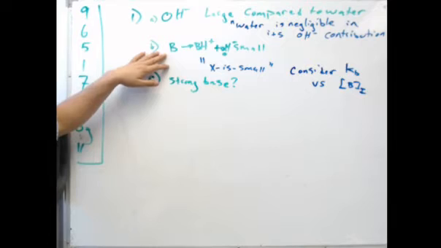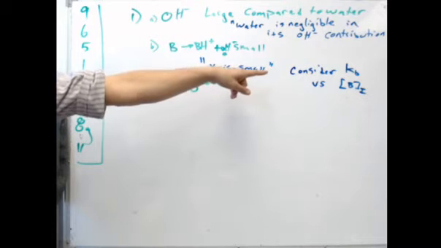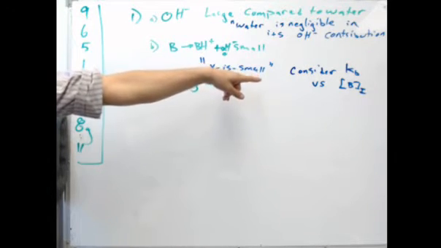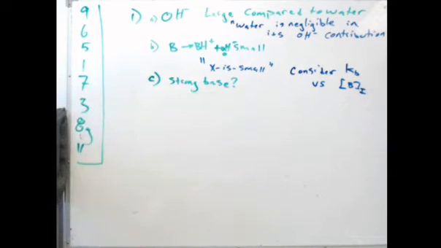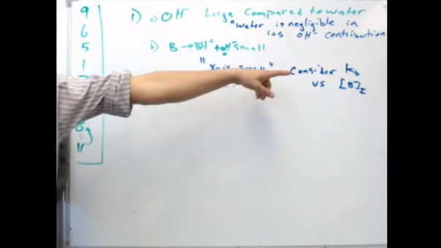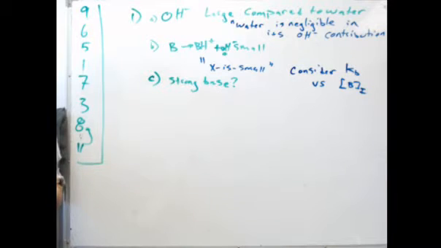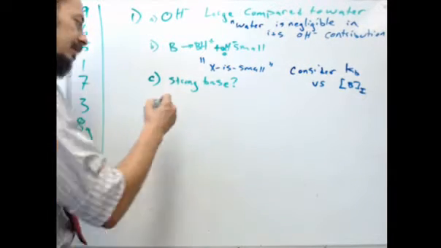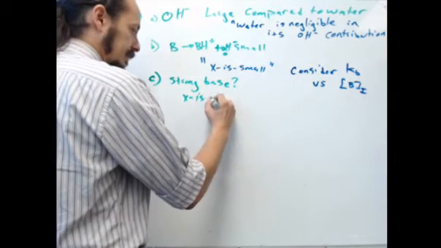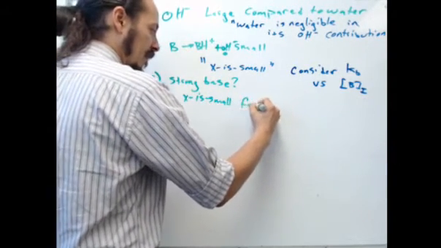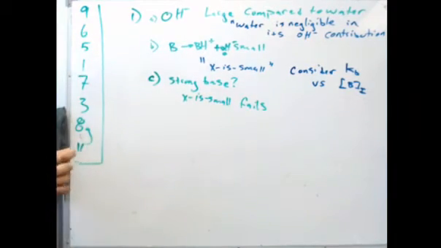Do we assume x is small with a strong base? What's the Kb for a strong base? Really big, right? Because that's going to tell us, what do we assume a strong base does? 100% dissociation. 100% dissociation would mean a Kb much, much larger than 1, which means a strong base is exactly where x is small fails, right? We can never actually use the x is small approximation when we're looking at a strong base.